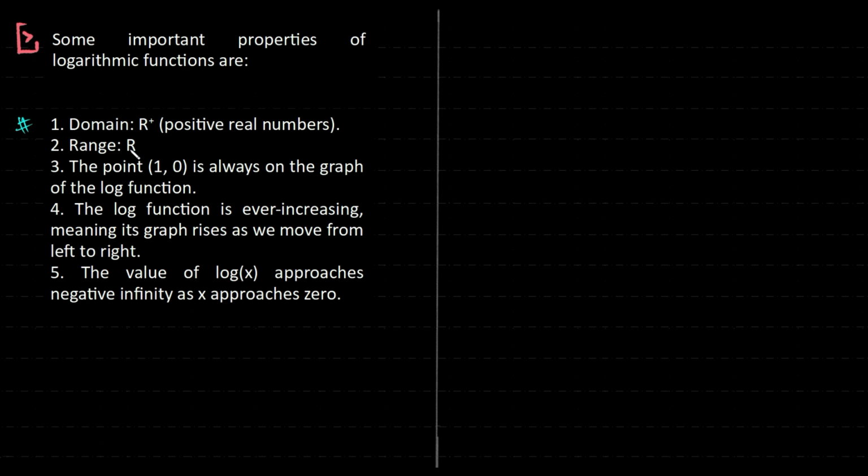How is this possible? When we can't give a negative input value, how can I get a negative output value? Let me give an example for the second point. Say log of 0.1 to the base 10, or log 0.1. Both are one and the same. So what is it equal to? Yes, -1, right?